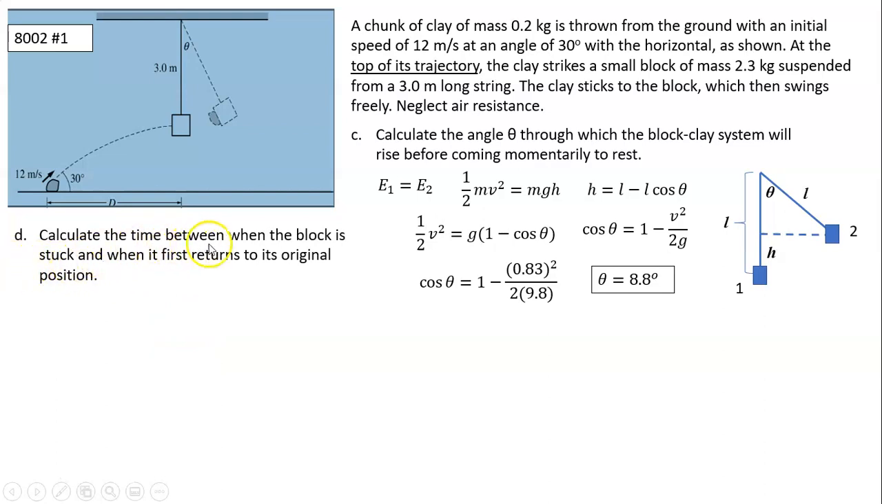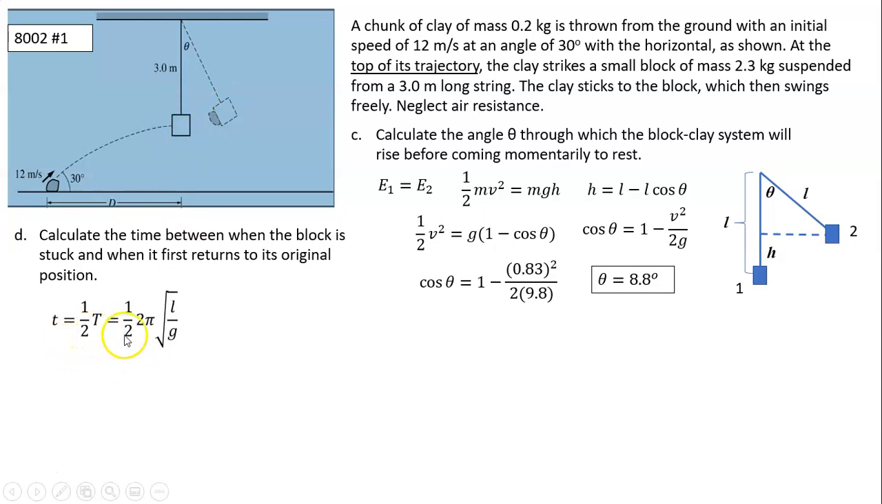Part D, calculate the time between when the block is struck and when it first returns to its original position. After this block is struck, it's going to swing back and forth. It's going to come all the way here, then come back, then go to the left and come back. We call that time a period. From the original position and coming back, that's one cycle, the time of one cycle. So going to the right, all the way to the top on the right and coming down, that's half of a period.